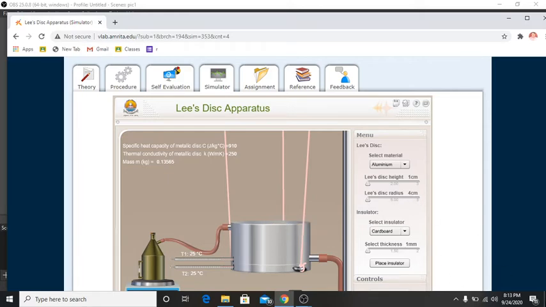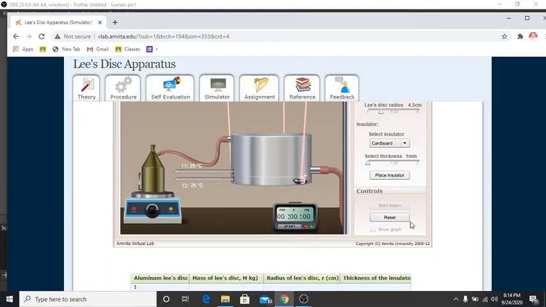So simply put this here. Select the metal, then select the disc height. I have taken it as 1.5. Then the radius you can also vary, and I have selected 4.5 here. This is cardboard, and other choices are also there. I have taken cardboard here. Now, first you have to place this insulator.